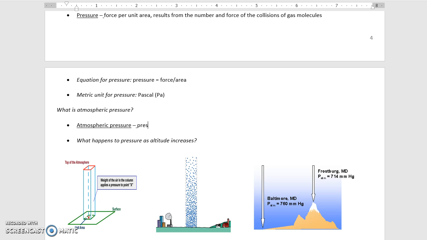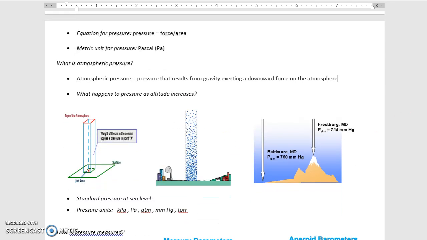So pressure that results from gravity exerting downward force on the atmosphere. Okay, so because the different parts of the atmosphere are obviously gases, there is a result of gravity pulling down on those gas molecules, so we read that out as pressure from the atmosphere.